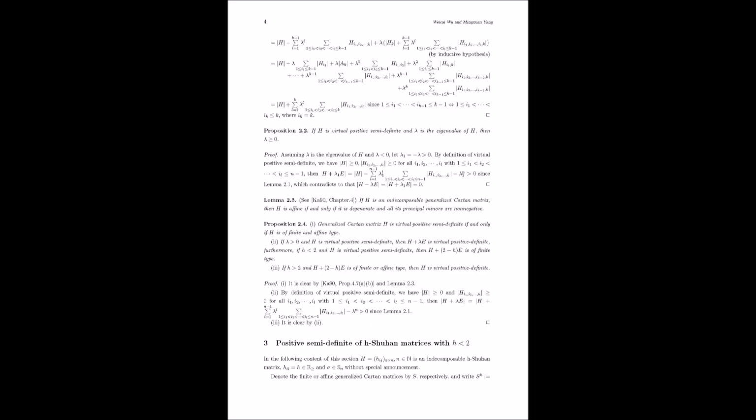Exactly. And this leads to a really interesting observation about h-Shuhan matrices. So when h is less than 2, and our h-Shuhan matrix, let's call it H, is virtual positive semi-definite, then adding 2 minus h times the identity matrix to it, that transformation we talked about that turns it into a generalized Cartan matrix, results in a matrix of finite type. Oh, okay. So when h is less than 2, our virtual positive semi-definite h-Shuhan matrix is just a hop, skip, and a jump away from being classified as finite type. Exactly. It just needs that little extra push.